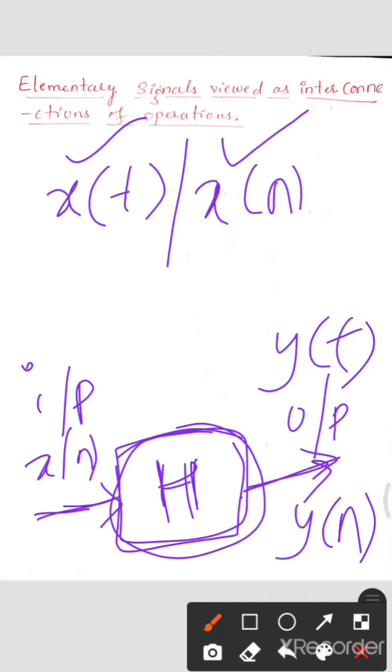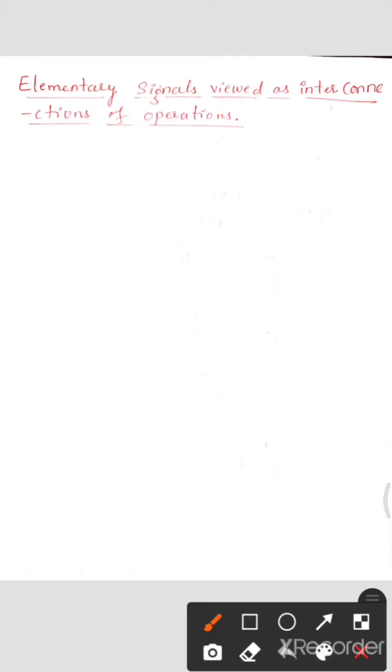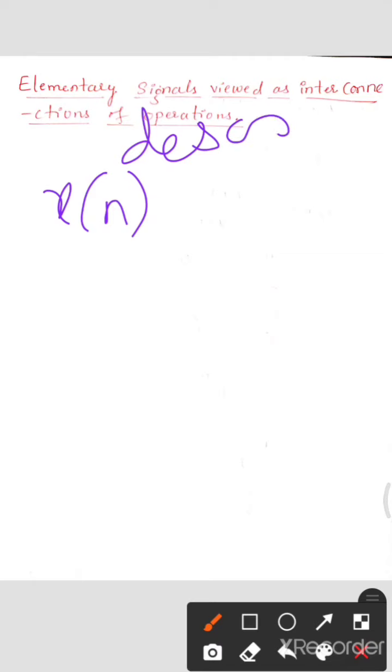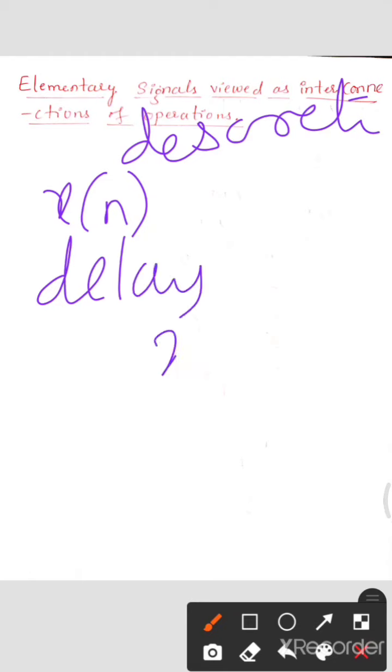To do so, your signal might be delayed, or your signal might be advanced. How will we identify this? If x of n is your signal, a discrete signal, and suppose it is delayed, then what do we mean by this? It should be n minus 1, delayed by 1 second. If it is delayed by 2 seconds, then it should be n minus 2.